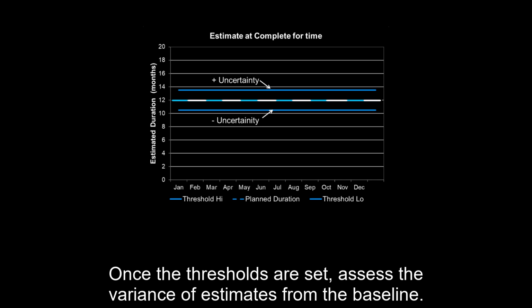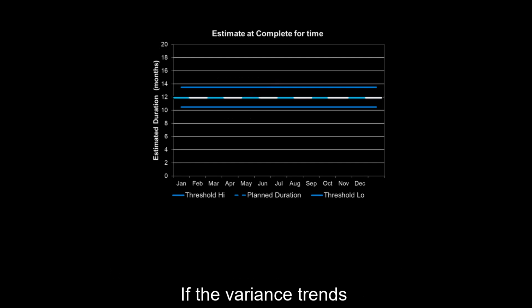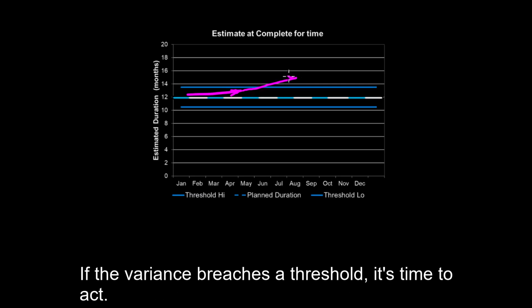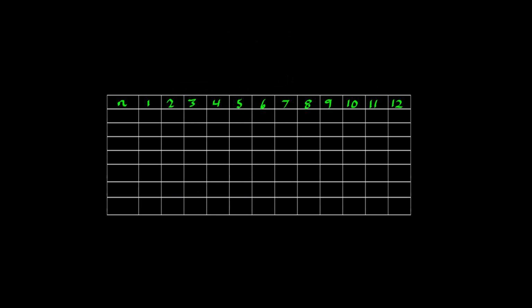Once the thresholds are set, assess the variance of estimates from the baseline. If the variance trends towards a threshold, prepare to take action. If the variance breaches a threshold, it's time to act. Let's work through an example.